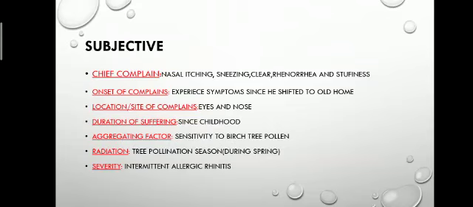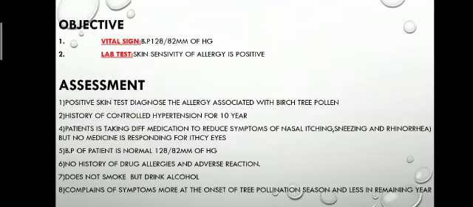Now I have prepared SOAP notes regarding the case study. First, the subjective. The chief complaints include nasal itching, sneezing, stiffness. The onset of complaint means when the complaints started to appear: he experienced them since he shifted to the old home. The location of the complaint is eyes and nose. The duration of suffering is since childhood. Aggravating factor is sensitivity to bush tree pollen. Radiation includes symptoms during summer tree pollination, and the severity: he does not have acute nor chronic, he has intermittent allergic rhinitis.